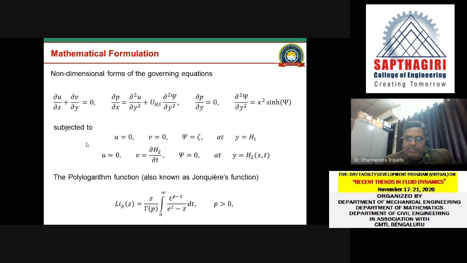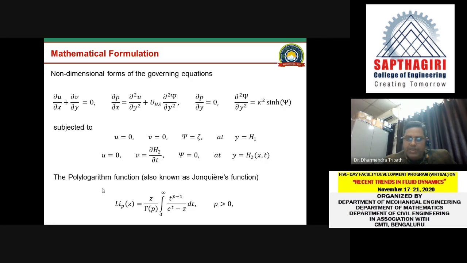And then, in a fluid dynamics problem, we also have to define the constraint, or the boundary condition. We have taken the boundary condition u equal to 0 at the lower wall. H1 is the lower wall and H2 is the upper wall. So this type of boundary condition we have used.